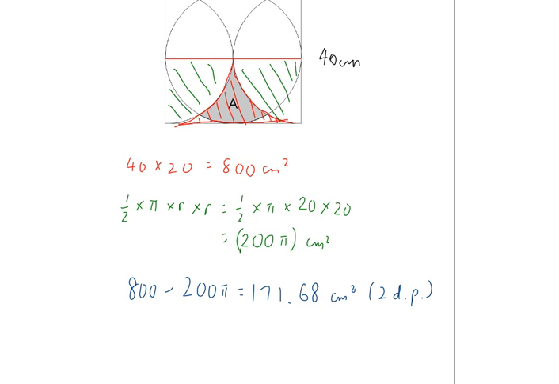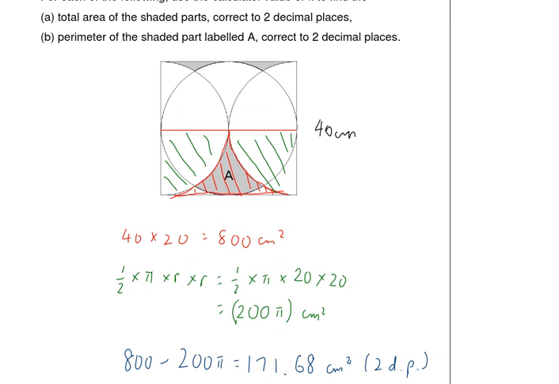Next, the perimeter of the shaded part labeled A. Okay, you just need to find the perimeter of the shaded part labeled A. So how do we find the perimeter? So let me erase this.